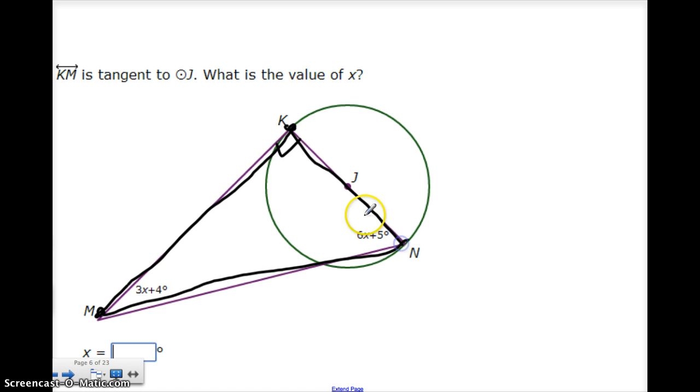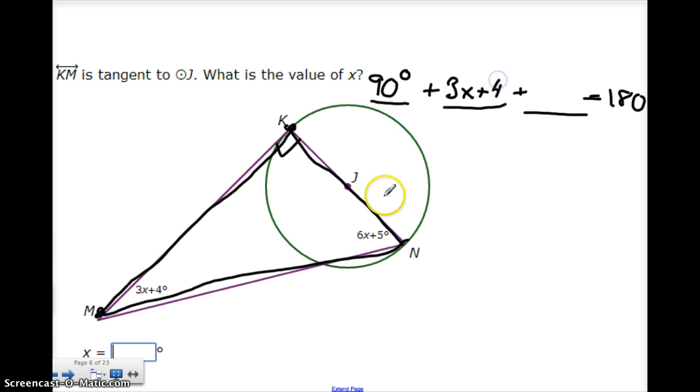Well, how can I find out x? Does this remind you of any problems we've done before? Yeah, that's right. We know that the three angles inside a triangle add up to 180. So I can just set up my equation. Well, I know the first angle plus the second angle plus the third angle are all going to add up to 180 degrees. So I just have to plug in my angles. Well, my first angle over here with the tangent line is 90 degrees. Okay. My second angle, which is over here, angle M, is 3x plus 4. And my third angle, angle N, is 6x plus 5.